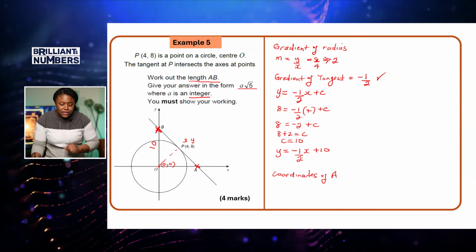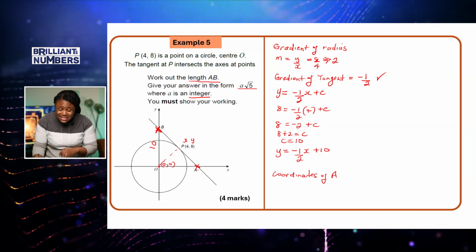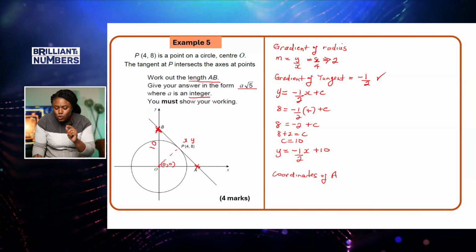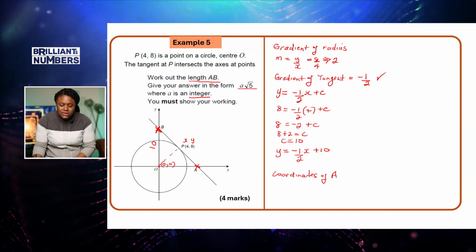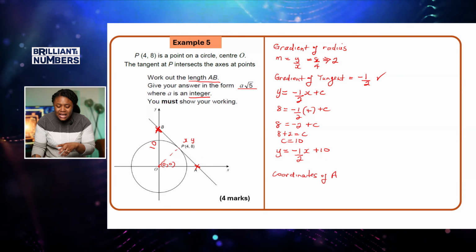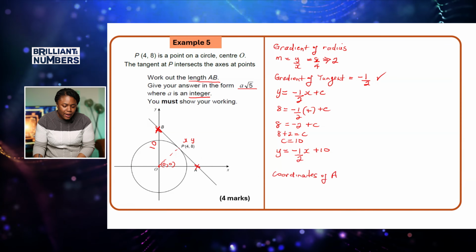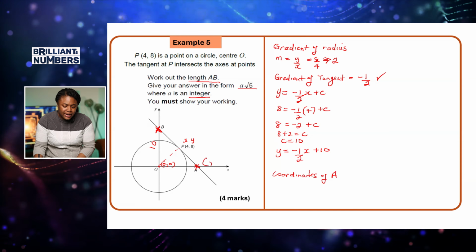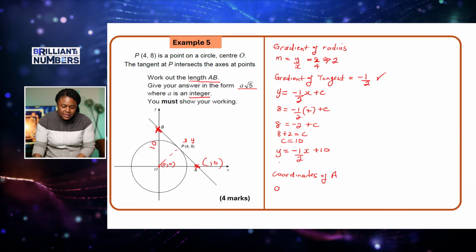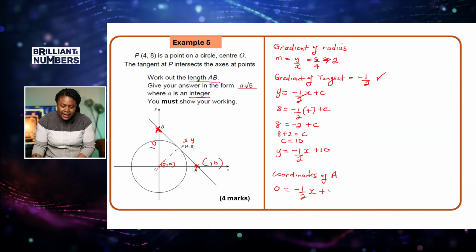We already know that the y coordinate of A is 0, because that's dead onto the x-axis. So what we need now is the x coordinate. If we know the y coordinate, we can substitute that into the equation of the tangent, and then we'll be able to work out x. So here y is 0, so I don't know x, leave a space, 0. I'm going to substitute 0 for y in this equation, minus a half x plus 10.